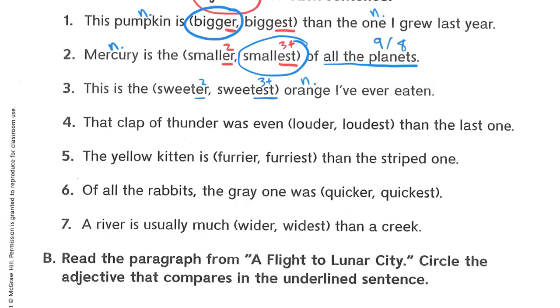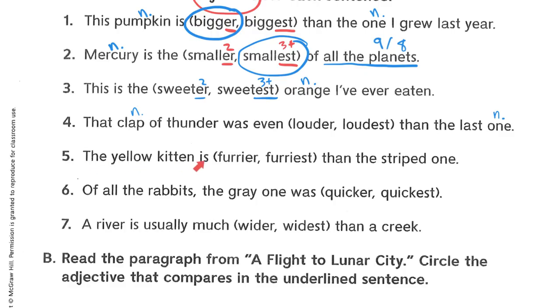Number 4, that clap of thunder was even blank than the last one. So I have my clap of thunder. Then I'm comparing it to the last one. That sounds like 2 nouns, okay?